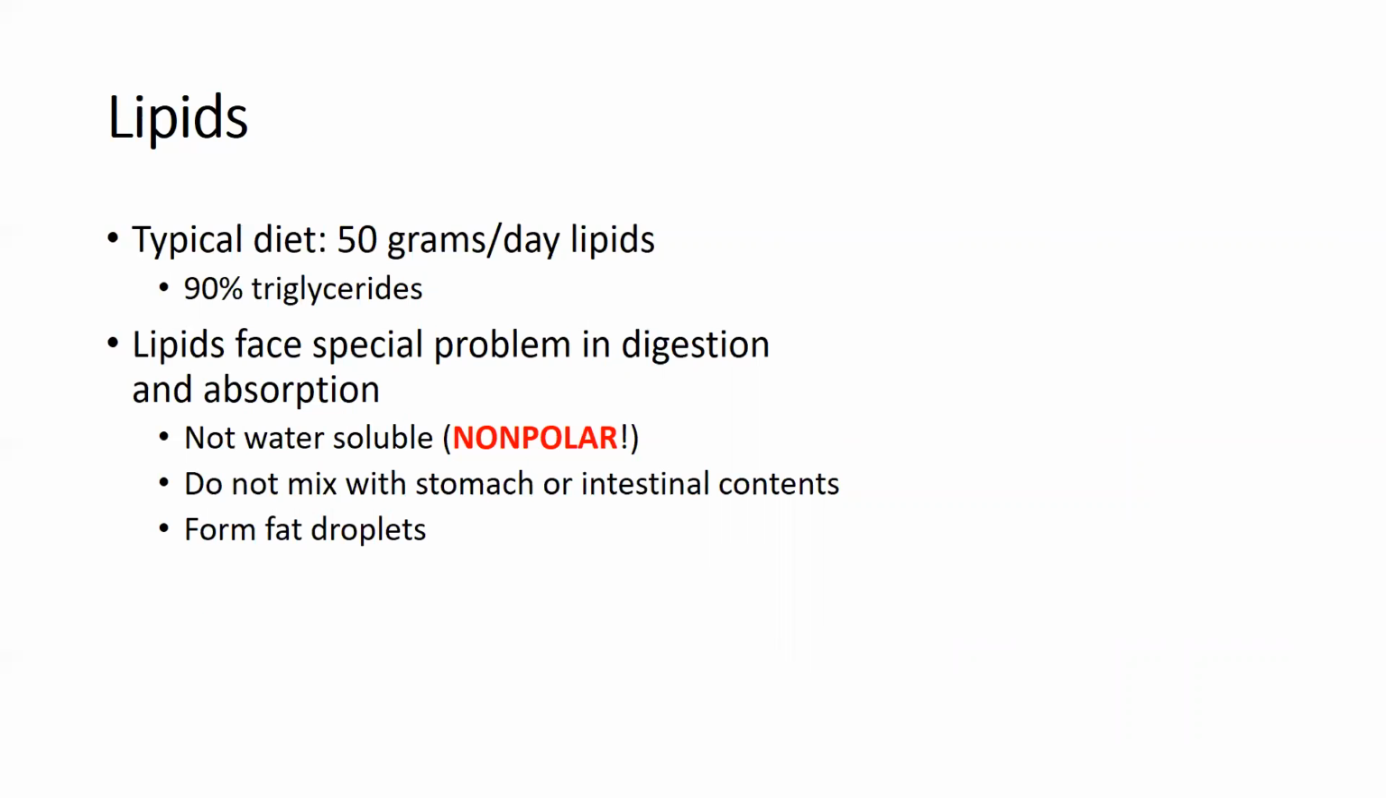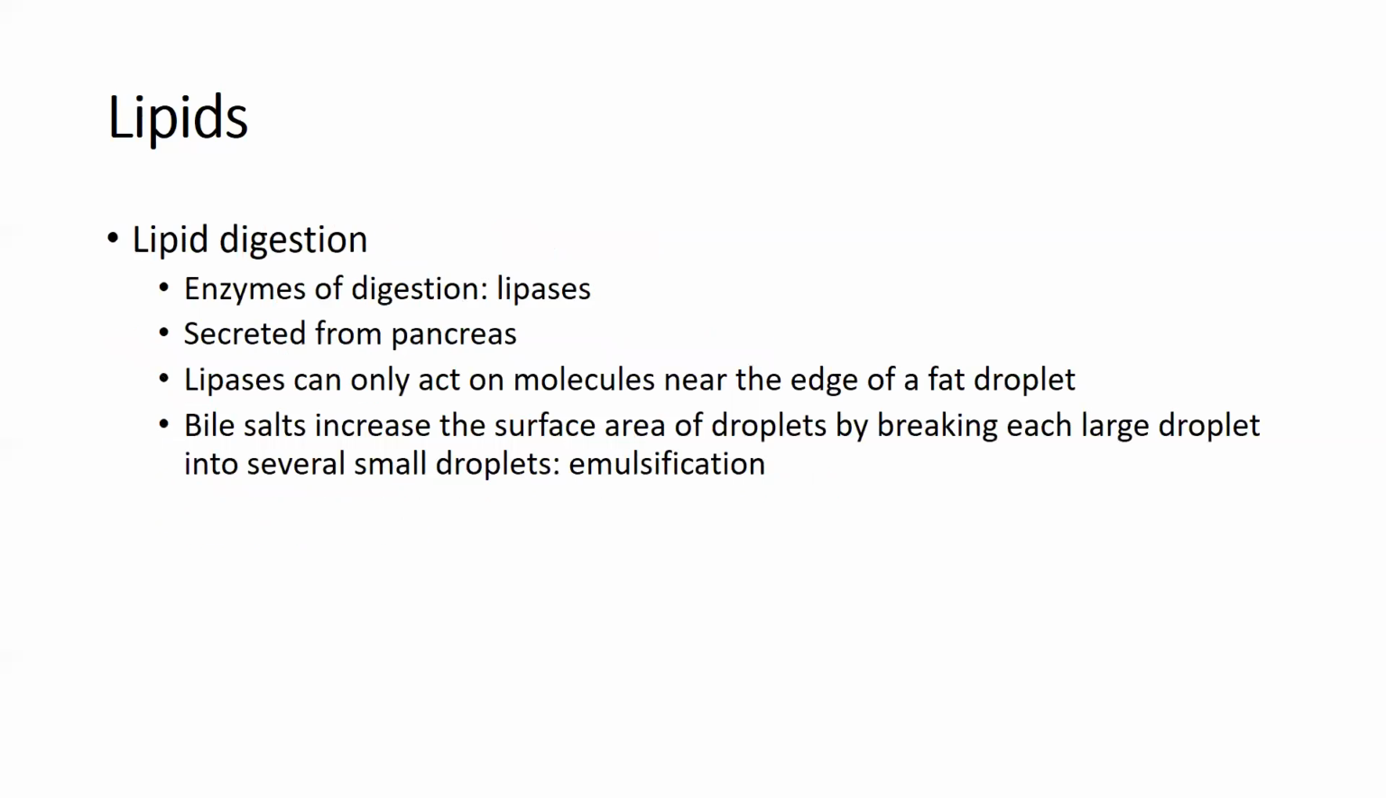So because they're nonpolar, they have to be aggregated into these big droplets. So when you eat a fatty meal or you eat fat in your diet, it's absorbed and it's in the form of a fat droplet. So it's just congregating or aggregating into this big ball. And then that has to be acted on. That has to be further digested.